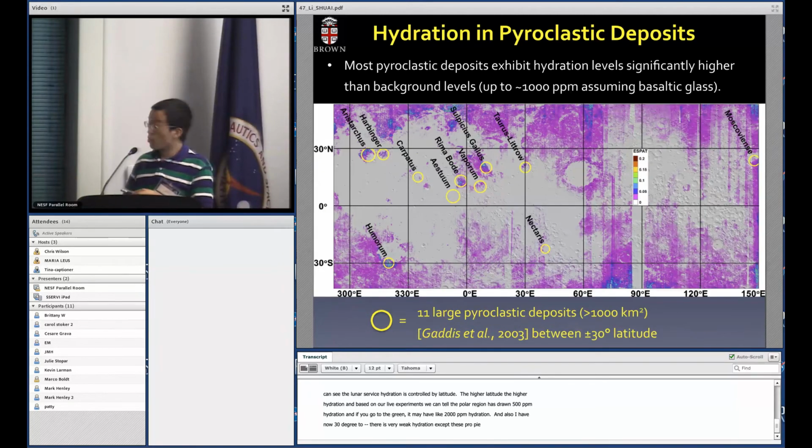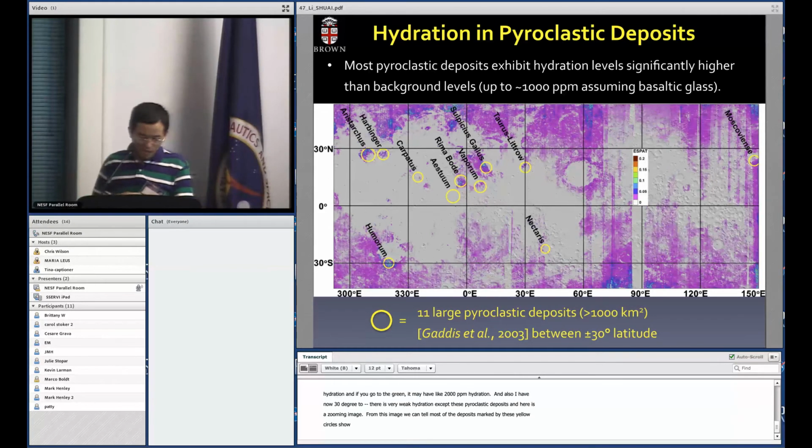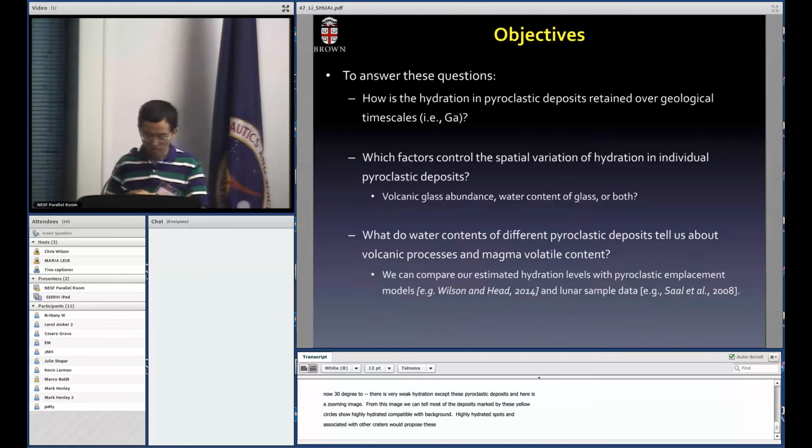Now here's a zoom-in image. From this image, we can tell most pyroclastic deposits marked by these yellow circles are highly hydrated compared with the background. Because these highly hydrated spots are not associated with any craters, we propose this hydration is from the lunar interior. I'm going to provide evidence for this hypothesis.